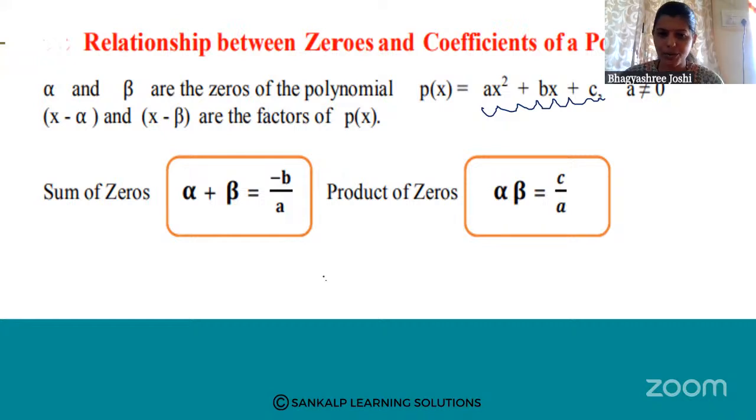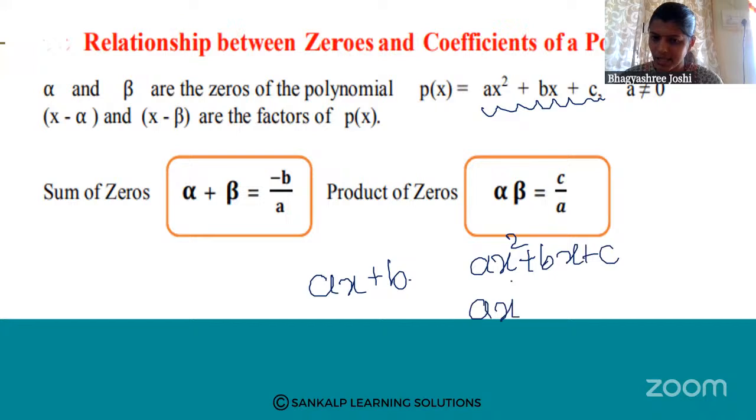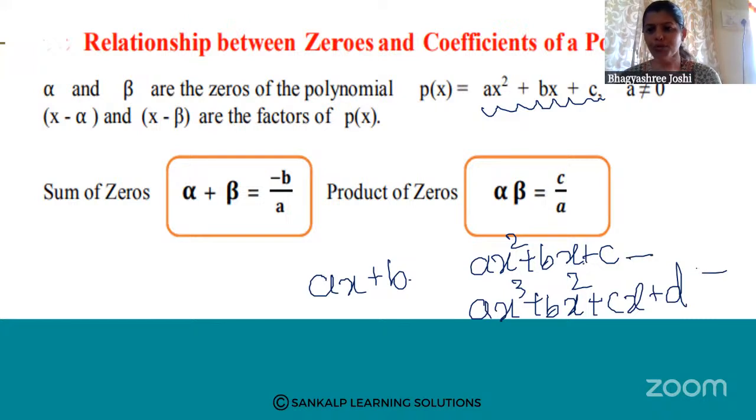So what is the standard form of a linear polynomial? That is ax plus b. What is the standard form of a quadratic? ax square plus bx plus c. And for cubic, ax cube plus bx square plus cx plus d. So this is the standard form of cubic, this is the standard form of quadratic, and this is the standard form of a linear polynomial. Here, P of x means what? It is the name of that polynomial.